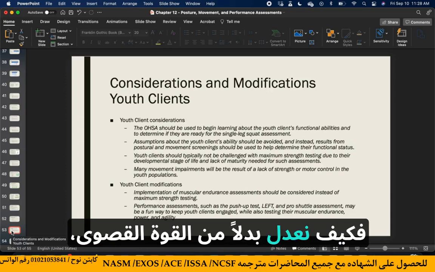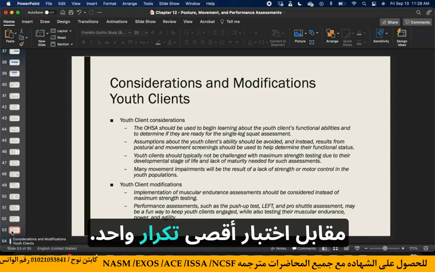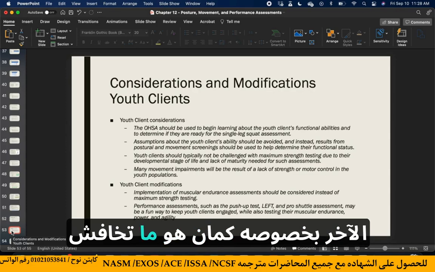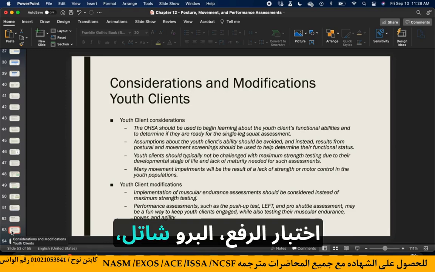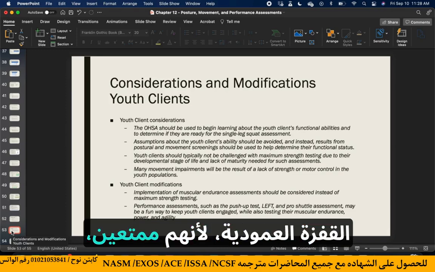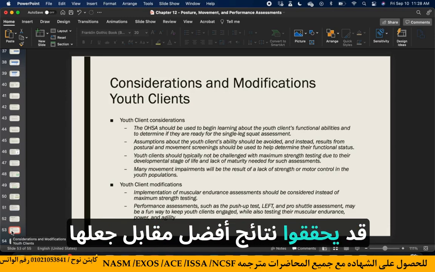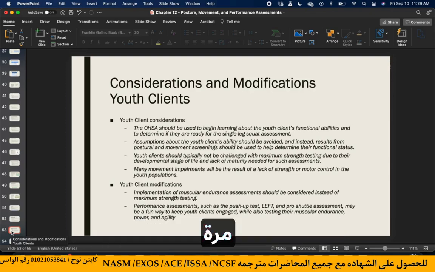So how do we modify? Instead of max strength, do muscular endurance, do more reps than we would versus a 1-rep max test. The other thing is, don't be afraid to do the push-up test, the lift test, the pro shuttle, the vertical jump, because they're fun. Children like them, and if you make it more entertaining for them, they may achieve better results versus making it burdensome for them.